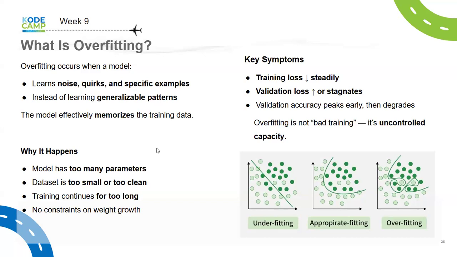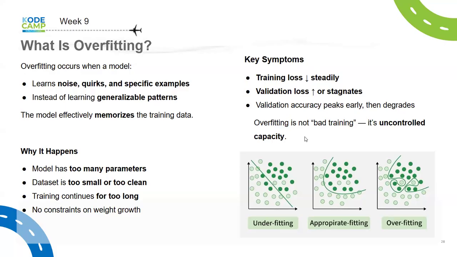So typically, the key symptom of overfitting is that as the training loss is dropping steadily, you now have validation loss beginning to go up or stagnating. Validation loss flattens and training loss keeps dropping. Or in some cases, when it's even worse, the validation loss starts going up, right? Validation accuracy will peak early and then start dropping, degrading. We saw some of those when we looked at some of the curves earlier on.